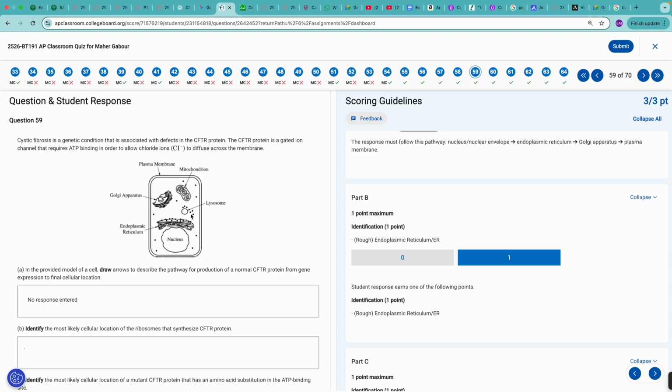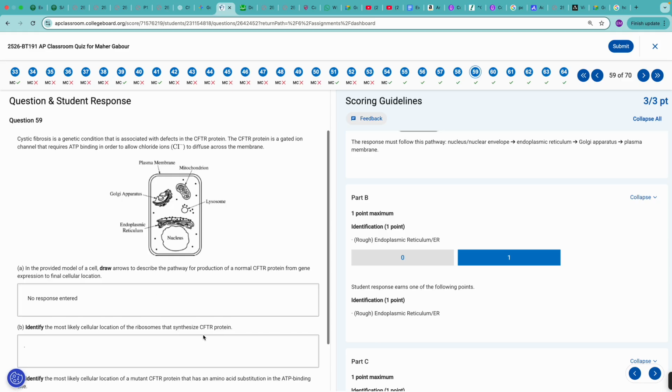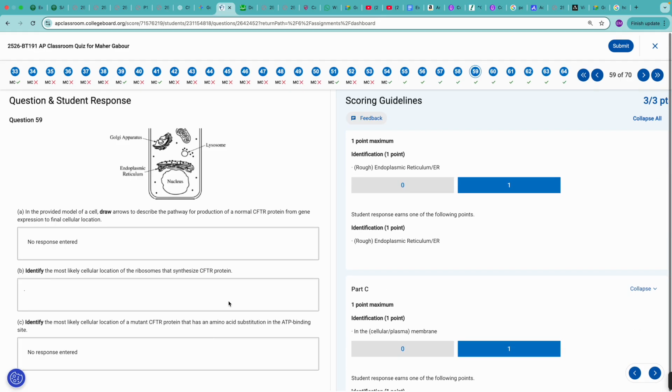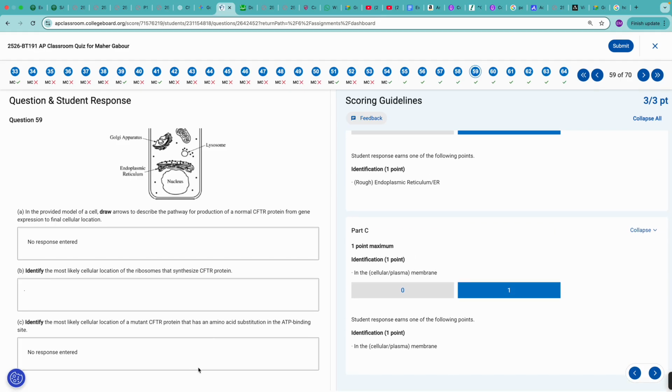Why? Because the ribosomes that are in the cytoplasm are only for things that are inside the cell. As long as you don't go outside the cell, the protein can be synthesized inside the cytoplasm. However, if you want to synthesize a protein to exit the cell or be embedded in the cell's plasma membrane, you have to go from nucleus to RER to the Golgi apparatus right to the plasma membrane. So that's why the CFTR protein is synthesized in the ribosome in the RER. Okay, so it's RER.